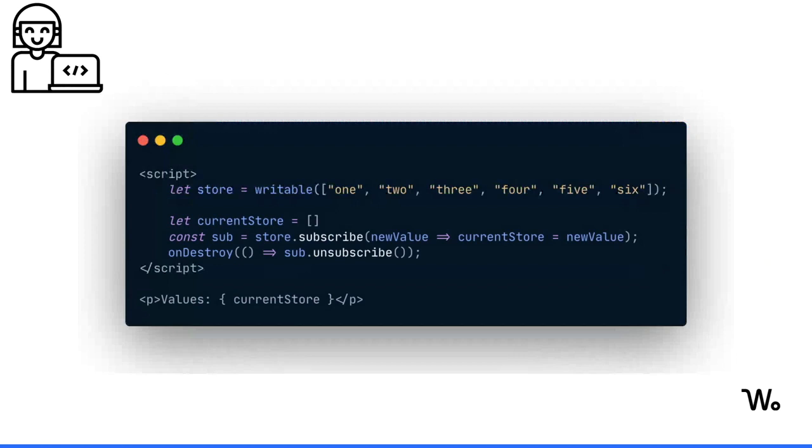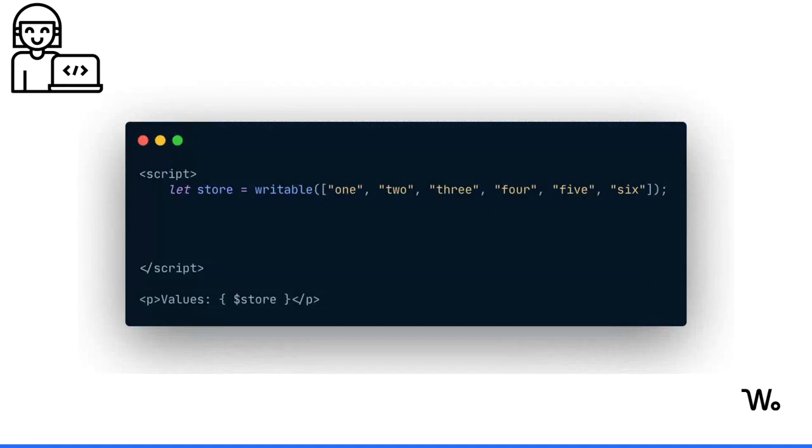You could subscribe to updates to the store by calling subscribe and then also remembering to unsubscribe once the component is destroyed. But Svelte has a shortcut for this, which is just a dollar sign. So if you refer to the store variable with a dollar sign in front, Svelte will hook up all these functions for you, so you don't have to do it yourself.